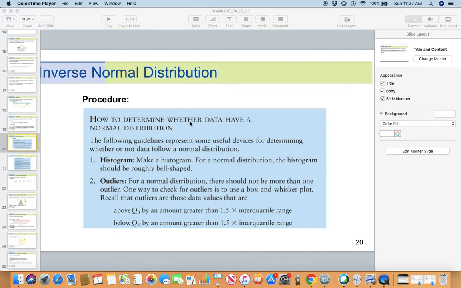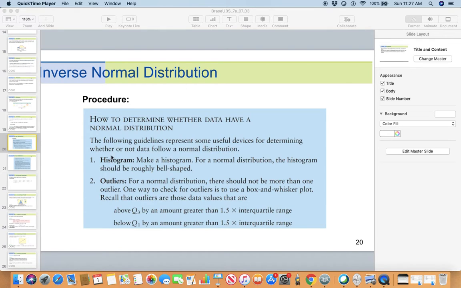Procedure: how to determine whether data have a normal distribution. All right, so we have collected a bunch of data. How do you know whether that data is a normal distribution? The following guidelines represent some useful devices for determining whether or not data follow a normal distribution.